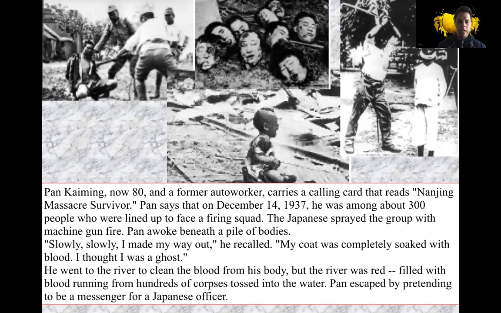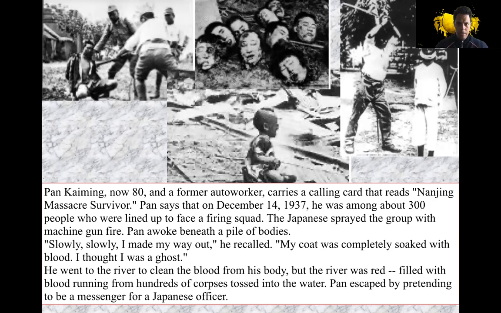Slowly, I made my way out, he recalled. My coat was completely soaked with blood. I thought I was a ghost. He went up the river to clean the blood from his body, but the river was red, filled with blood running from hundreds of corpses tossed into the water. Pan escaped by pretending to be a messenger for a Japanese officer.